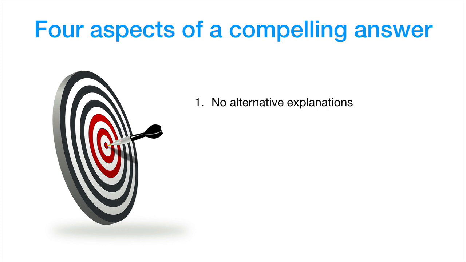Then the second aspect of a compelling answer is that you have accurate measurements, which means that your measurements really measure what they are supposed to measure and also that they measure it with the highest possible precision. And we're going to talk about that in a lot more detail in the section on measurements.